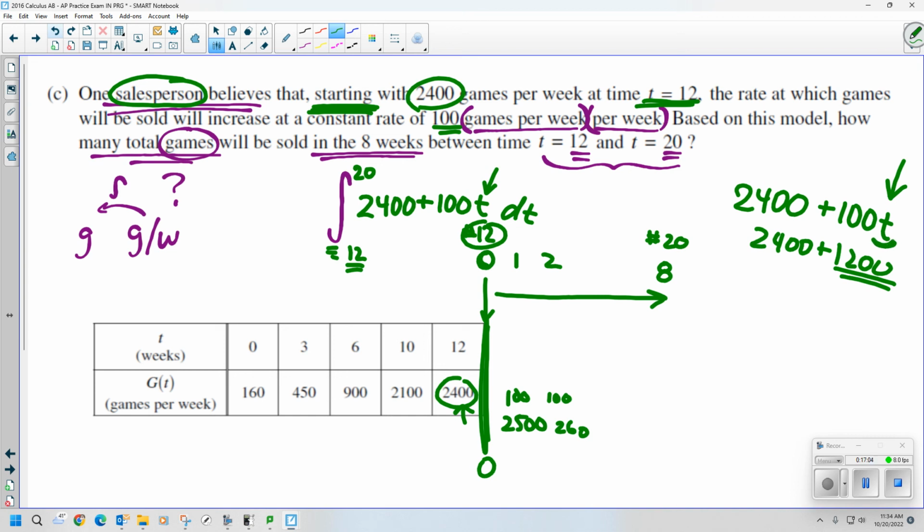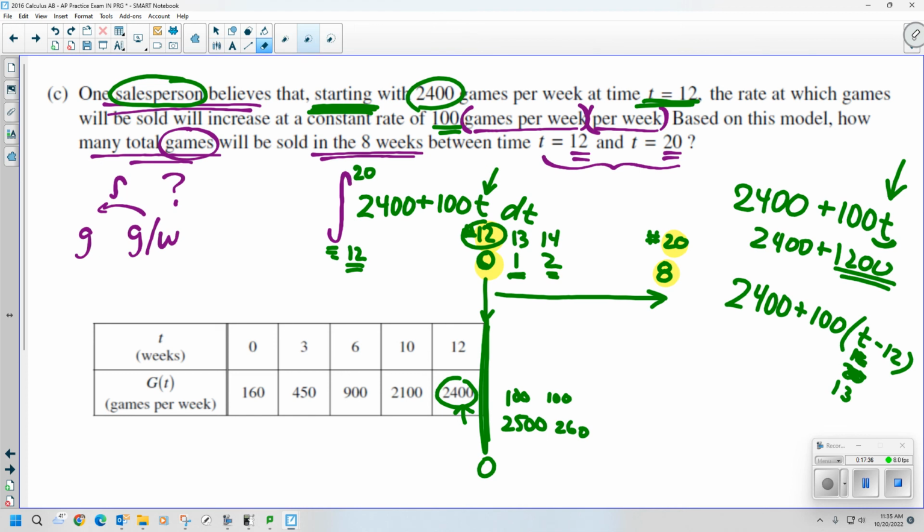Let me explain that one more time. I need to make, at week 12, 0. And at week 20, it's 8. And guess what? At week 13, it should be 1. At week 14, it should be 2. I would have to write it like this. Plus 100, whatever t is, I just subtract the 12. So if this is 12, I get 0. If it's 20, I get 8. If it's 13, I get 1, and so forth.